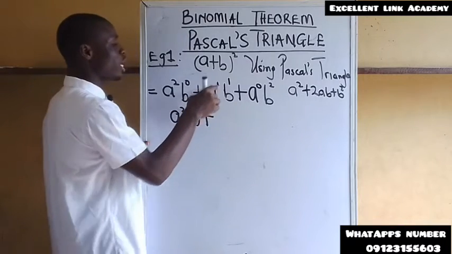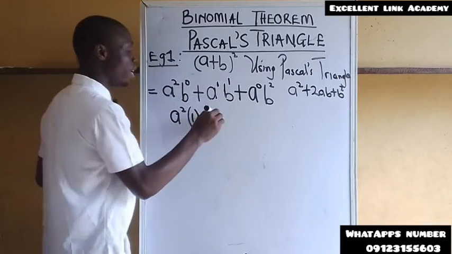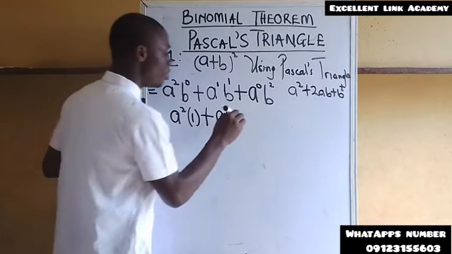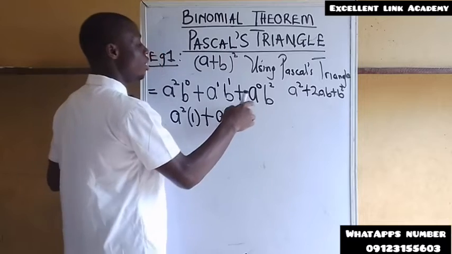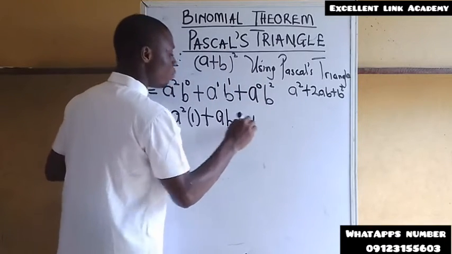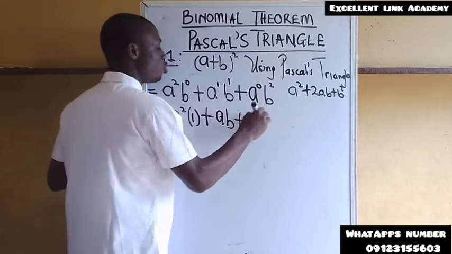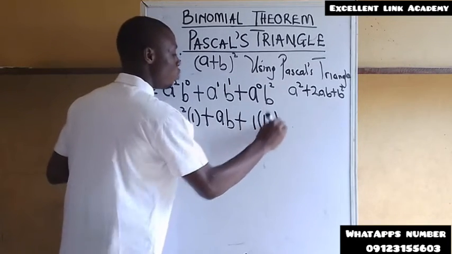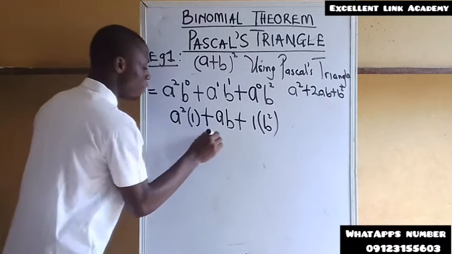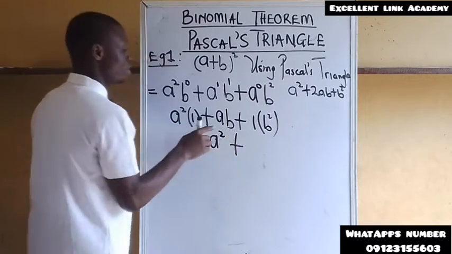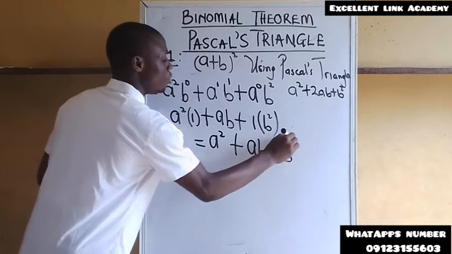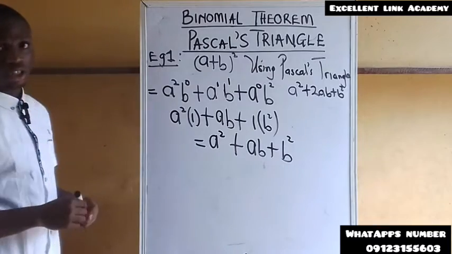Plus A to the power 1 is A, B to the power 1 is B. Next up, I have plus A to the power 0, which is 1. I have 1 times B squared. I have B squared. So I have A squared plus AB plus B squared.